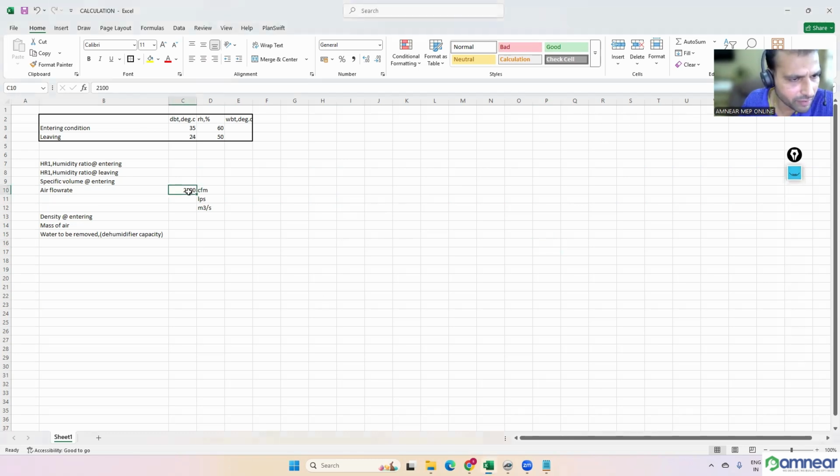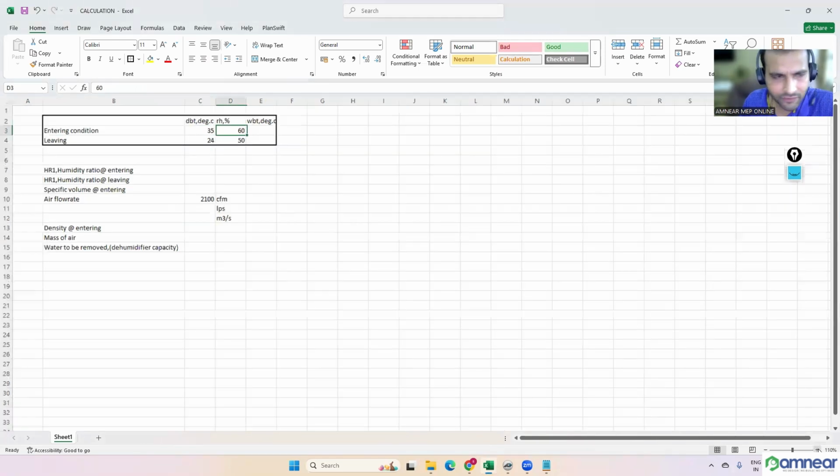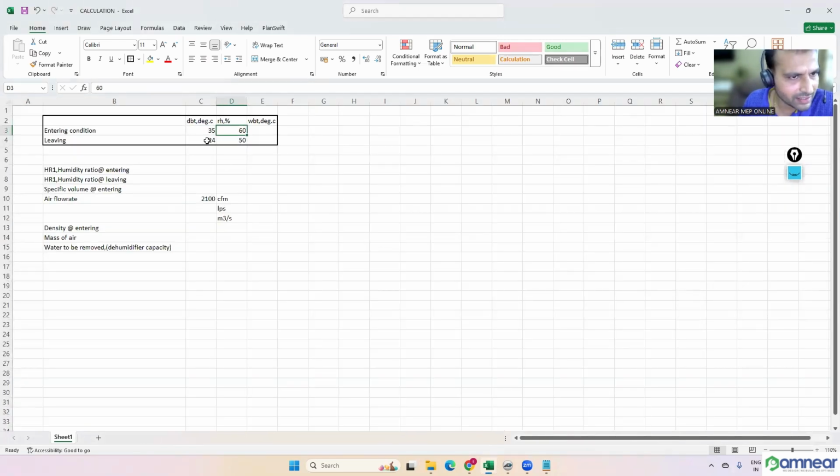Anyhow, this is the condition that we require. 2,100 CFM of air will be entering the machine at 35 degrees Celsius ambient dry bulb temperature and 60% relative humidity. It will be leaving the cooling coil at the indoor condition that we require: 24 degrees Celsius dry bulb temperature and 50% relative humidity. How much quantity of water has to be removed from the air? That is the dehumidifier capacity that we need to calculate.